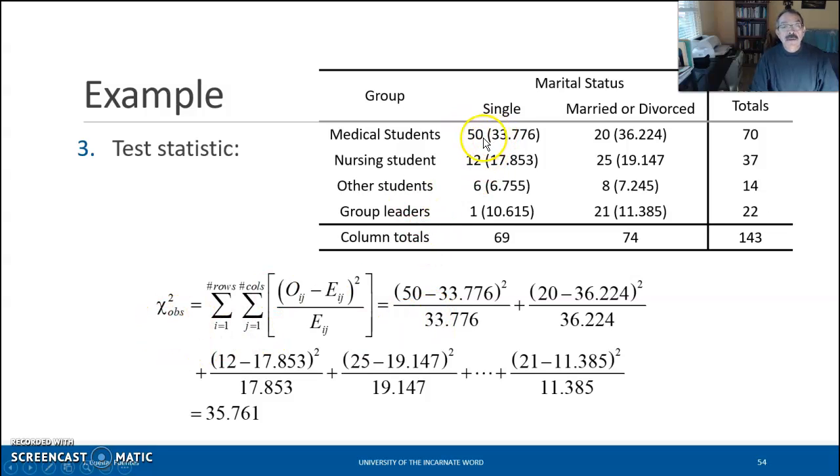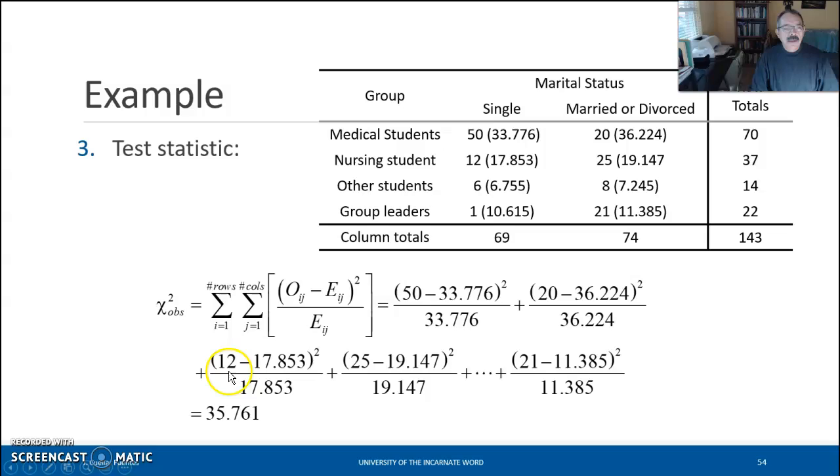So for the first cell, we use the observed frequency, which is 50, minus the expected frequency, which is 33.776. We square that and divide by the expected frequency, 33.776. That gives you the chi-square for cell 1. Then for cell 1, 2, you do 20, the observed frequency, minus 36.224, the expected frequency, squared, divided by that expected frequency.